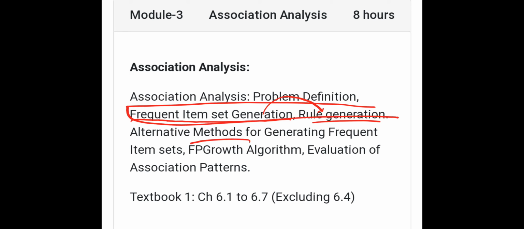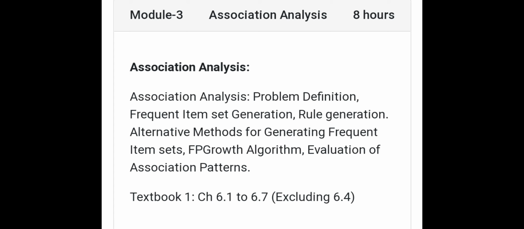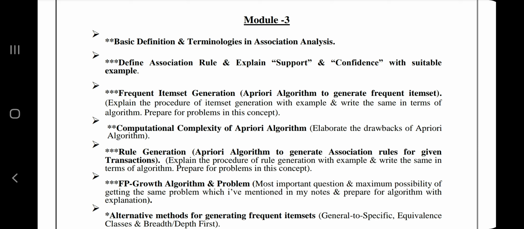The second part is the FP growth algorithm. Okay, and whatever is in between is not that important. I'll let you know what you have to focus on and what you have to leave aside, so that with the minimum time you can get maximum marks. Okay, so let me show you the questions you need to focus upon. In module 3, what are the questions you need to focus on?